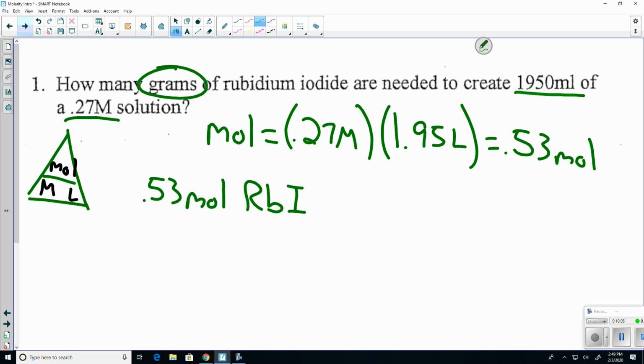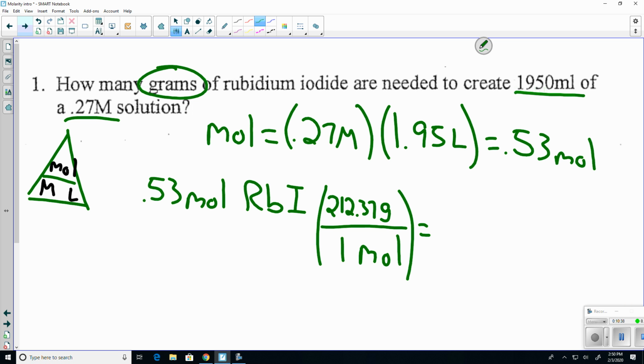If the question asks for grams, I can do a mole conversion. Grams would be on the top because that's what I want to solve for. And moles would be on the bottom in order for units to cancel out. Look at the periodic table. There are 212.37 grams in 1 mole of rubidium iodide. Multiply. Report with 2 significant digits, which is why this answer is 110 grams of the RbI.